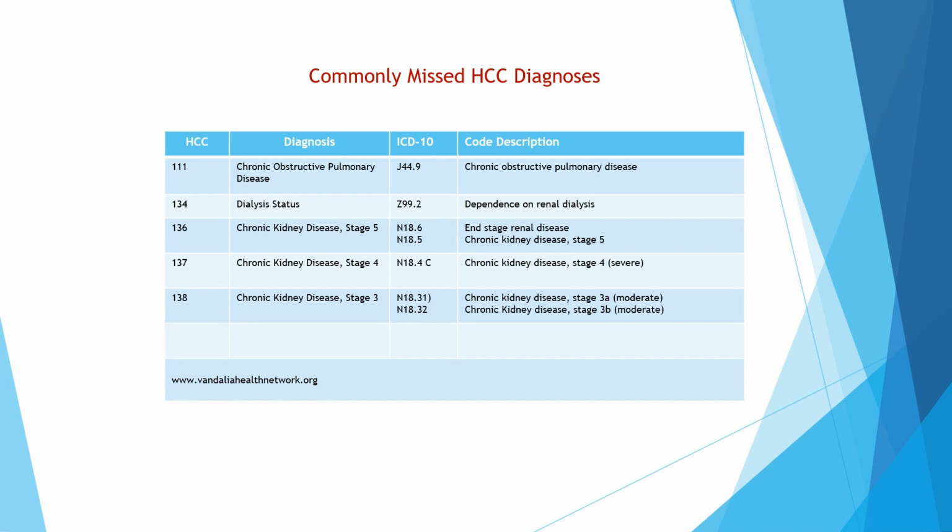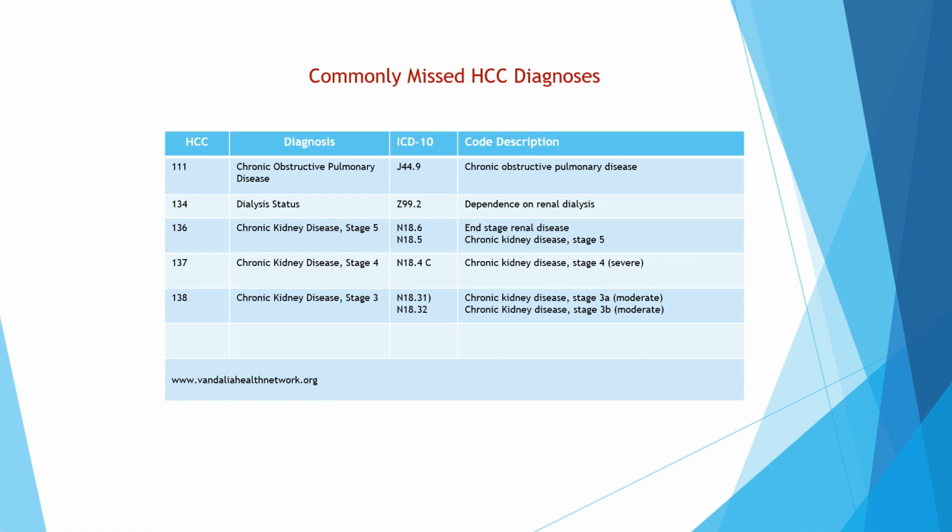HCC 134. Diagnosis is dialysis status. ICD-10 and code description is Z99.2, dependence on renal dialysis. HCC 136. Diagnosis is chronic kidney disease, stage 5. ICD-10 and code descriptions are N18.6, end-stage renal disease. N18.5, chronic kidney disease, stage 5.